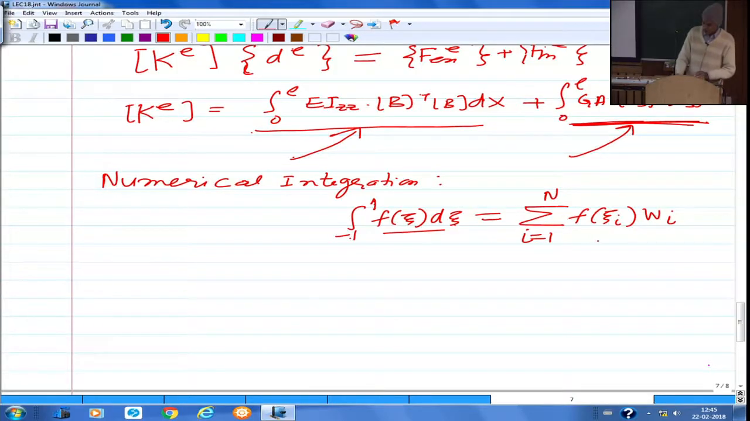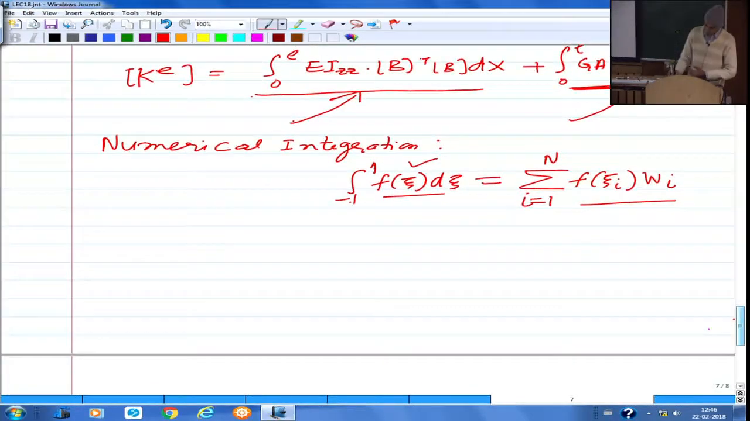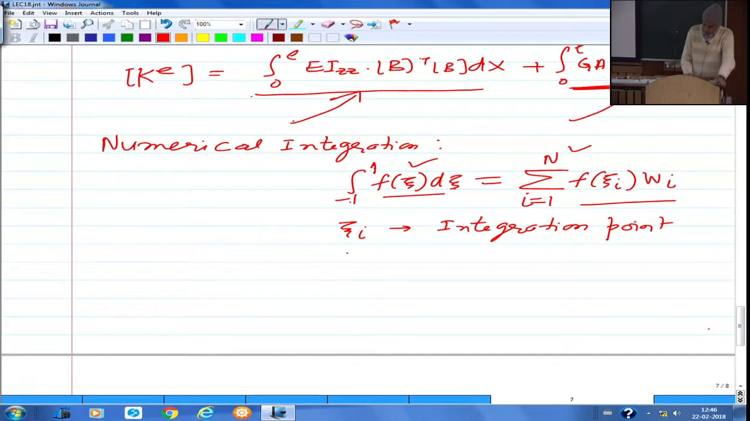And now to evaluate different kinds of functions, if this function is, say, linear, or quadratic in xi, or cubic in xi, this n would change. So here there is a nomenclature. Usually we call xi_i the integration point, because this is the value of xi at each point where we are evaluating the function. So xi_i is referred to as integration point, w_i is referred to as weight factor, and n is the number of integration points.